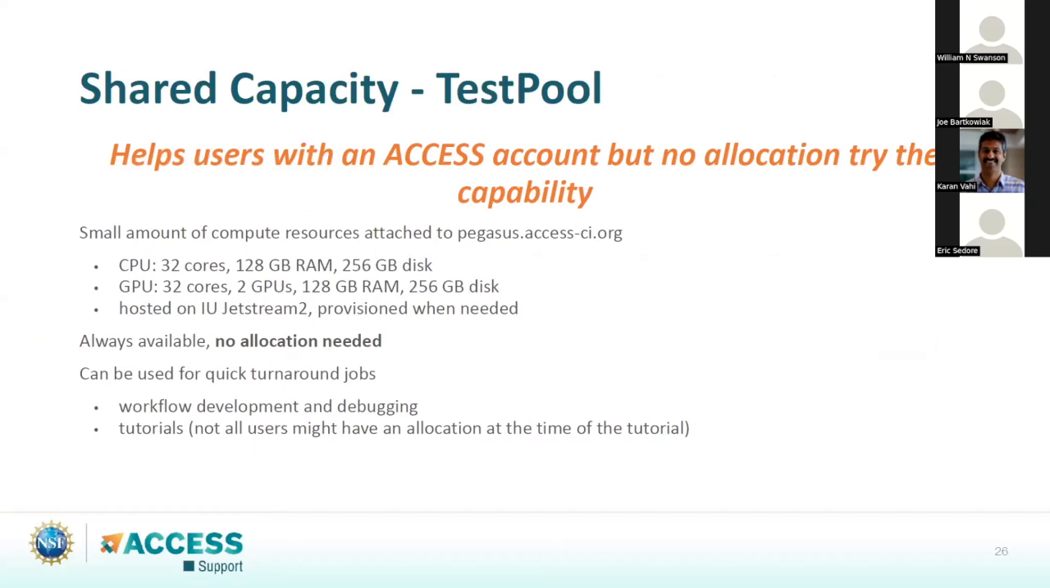So let's start with the test pool. It's a shared capacity because it's available automatically to anybody on the Access Pegasus system. And it's a tiny amount of resources, maybe 100 cores or so, that's always available and that you can use for debugging your workflows, testing simple things. So you can just come in and run the workflow without doing any kind of provisioning.